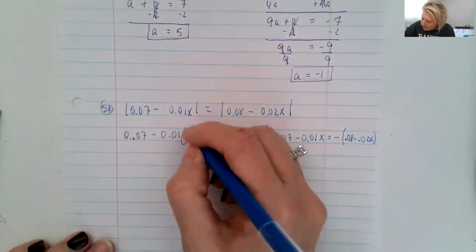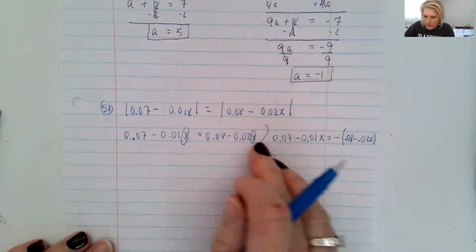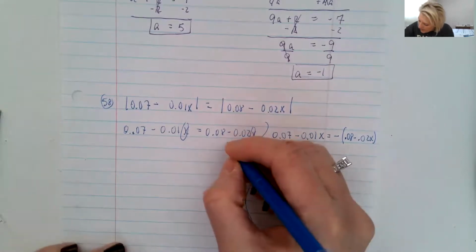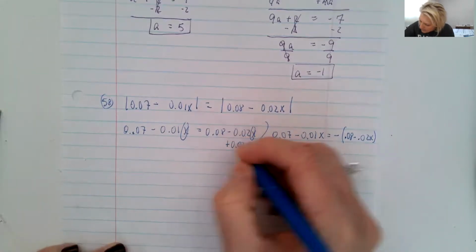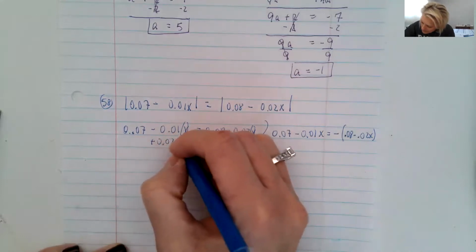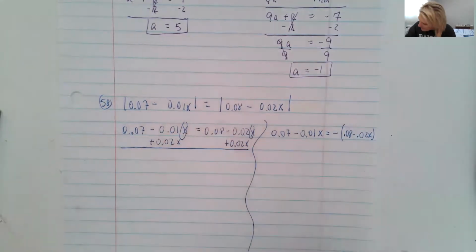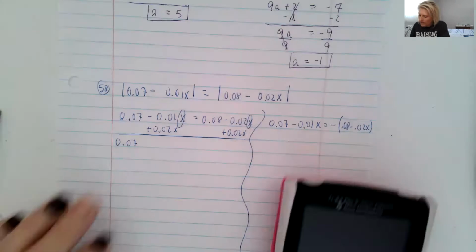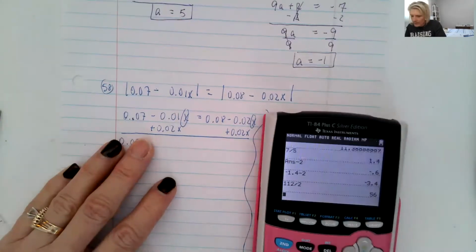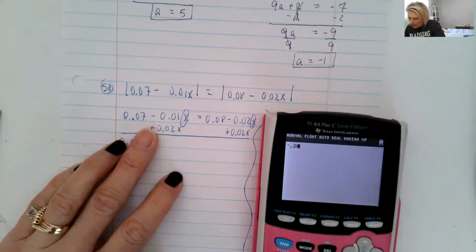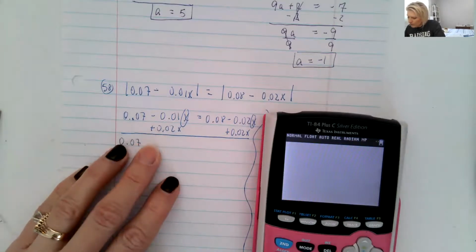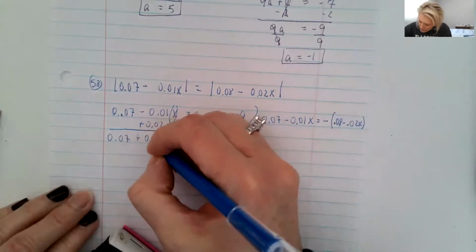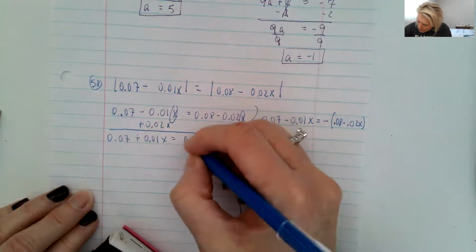Okay, so we need to get the x's to the same side. I always move mine to the left. So that means because we are subtracting 0.02x, we're going to add 0.02x to both sides. So we'll have 0.07, and then I'm getting out the calculator. So we have a negative 0.01 plus 0.02. So we have positive 0.01x right here equals 0.08.